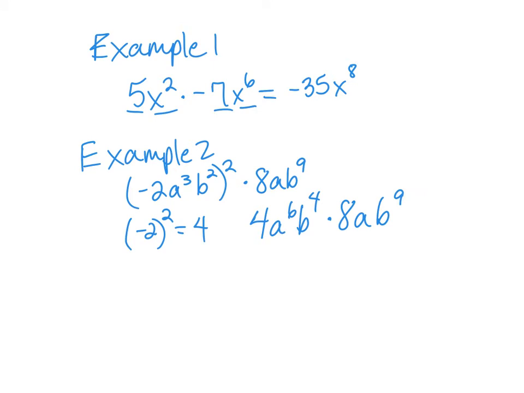So we've gotten rid of the parentheses. Next, we're going to use the product rule. 4 times 8 is 32. For the a's, it's 6 plus, remember that's an understood 1, so 6 plus 1 is a to the 7th. For the b's, you have 4 plus 9, which is b to the 13th.